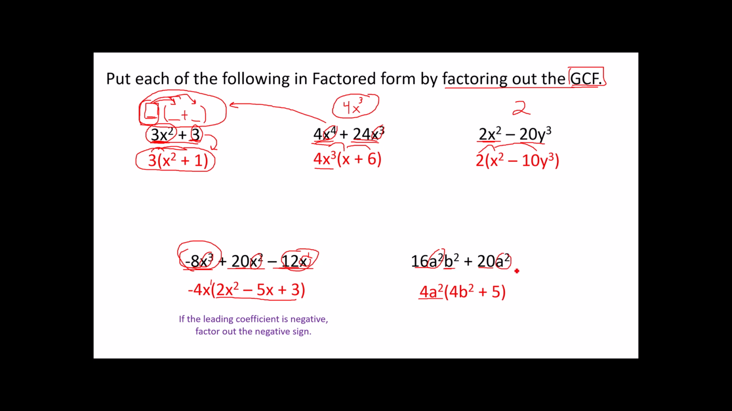This one has a b squared, but this one doesn't, so I have to leave it alone. Remember, I can only pull out the things they have in common. Notice 4a squared times 4b squared is 16a squared b squared. 4a squared times 5 is 20a squared.